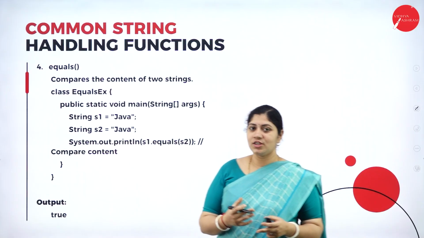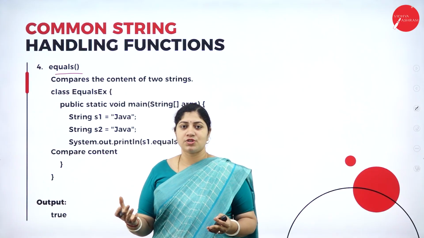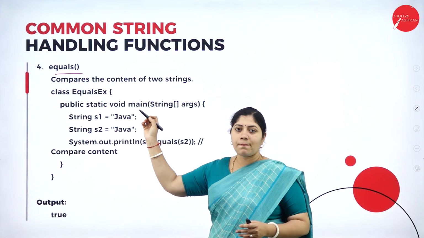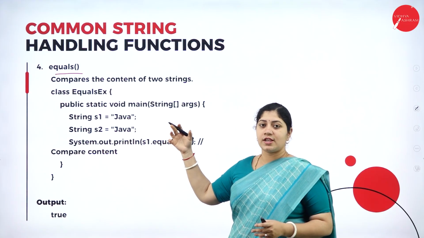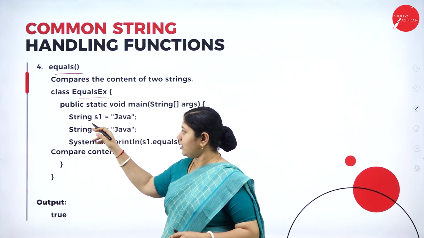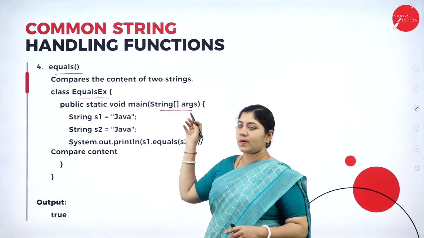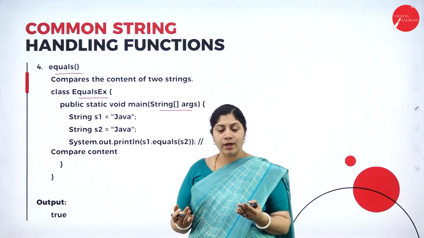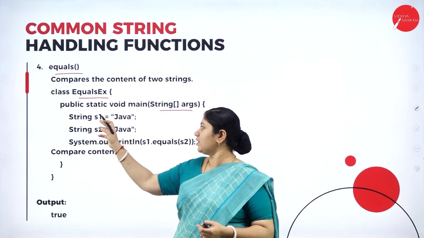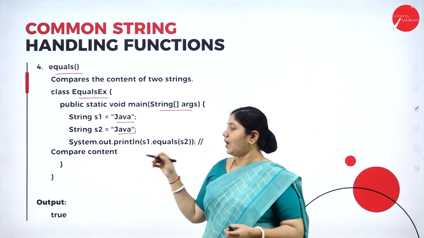The next type of function is equals. As we know, equal is a type of comparison operator, and with respect to this, equals is used to compare the contents of two strings. Let's see an example for this. Class EqualExample, and we are starting a main method, that is public static void main of String args. As we need to compare, we can't go with a single string. So we are defining multiple strings here, that is String s1 is JAVA, again String s2 is JAVA.